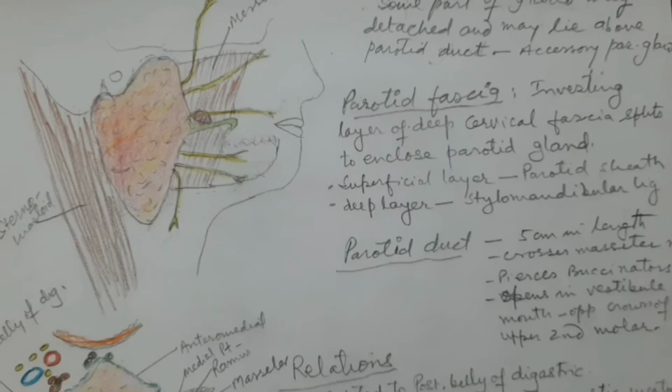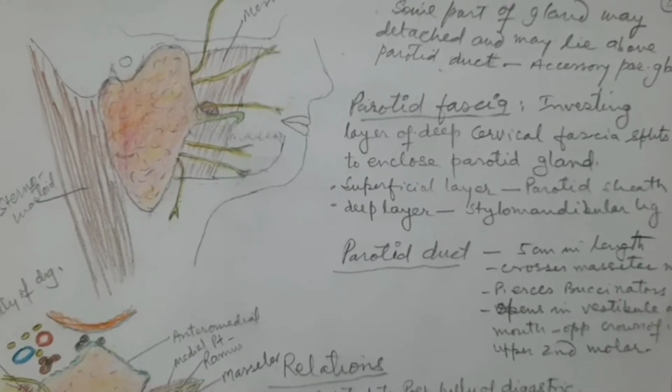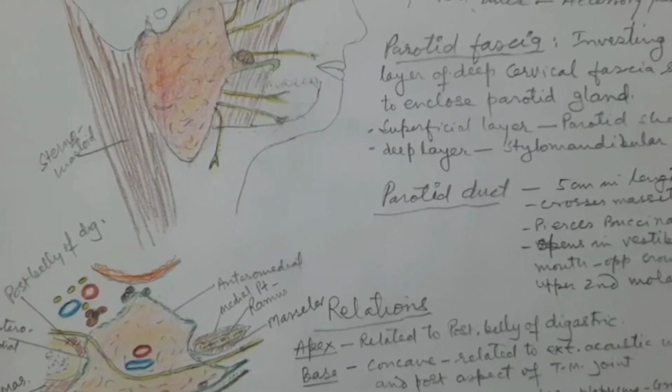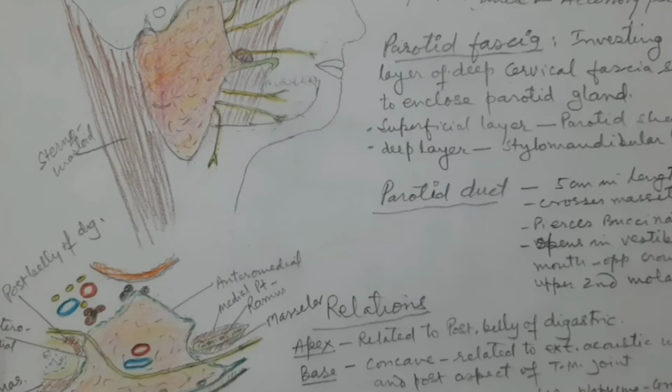It opens opposite the crown of the upper second molar, that is maxillary, which is attached to the maxillary alveolar process. In that position it opens onto the vestibule of the mouth in the cheek. So there the duct opens into the oral cavity. This is the parotid duct, which carries the saliva secreted by the parotid gland to the oral cavity. Once you have understood this general structure of the gland, let us come to the relations.